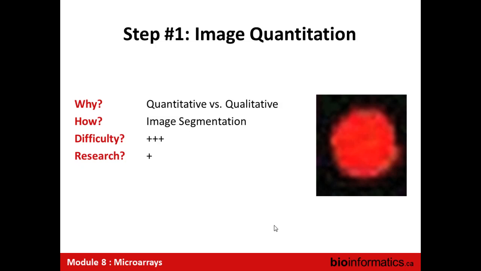So let's go over the steps one at a time in a bit of detail. Let's start off with image quantitation. Image quantitation is basically the idea of taking these pictures that we want to interpret, so as to change the qualitative information from the image to quantitative.